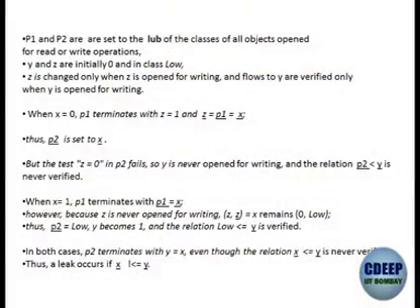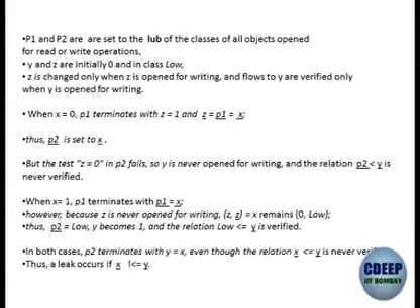These are all artificial programs to highlight the issues that are associated with dynamic determinations. So in some sense you now have processes P1 and P2 which communicate through a global variable Z. And now you can distinguish this part as from P1 and this as from the process P2. So now if P1 and P2 are set to the lub of the classes of all objects open for read and write operations, Y and Z are initially 0 and in class low.